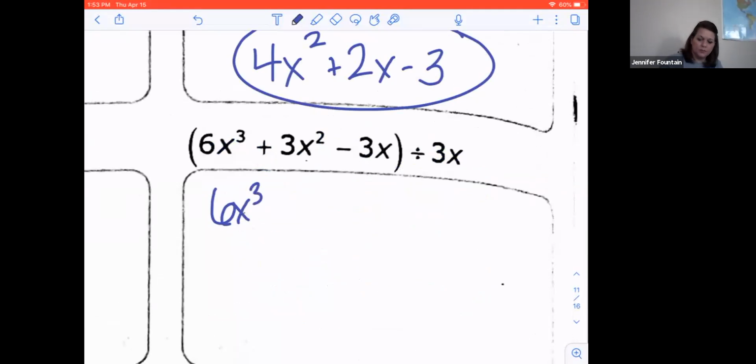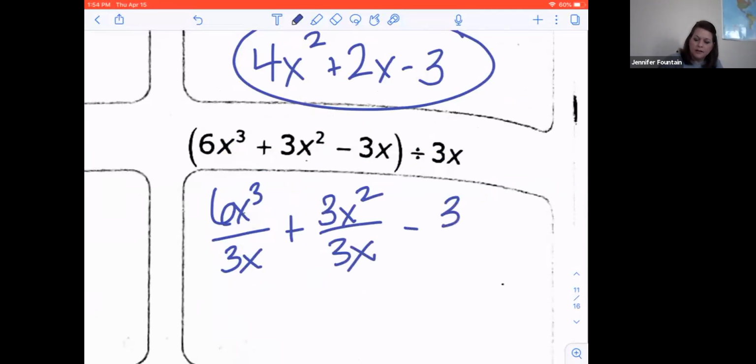6x cubed divided by 3x plus 3x squared divided by 3x minus 3x divided by 3x. Go ahead and work this one.